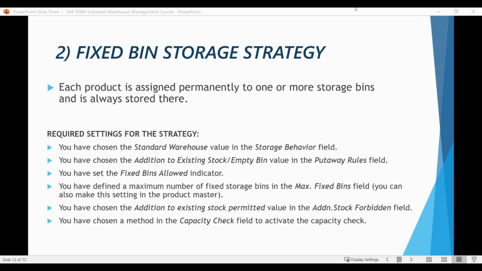The next strategy is called fixed bin storage. A fixed bin means that a specific product is assigned permanently to one or more storage bins and is always stored there. Even if a fixed bin runs out of stock, the linkage with a specific product will remain. When fixed bins are used, you can either assign products to storage bins manually or let the system do the assignment automatically. If there is no fixed bin for a product yet, or the assigned fixed bins are full, the system creates a new fixed bin assignment automatically during put away.